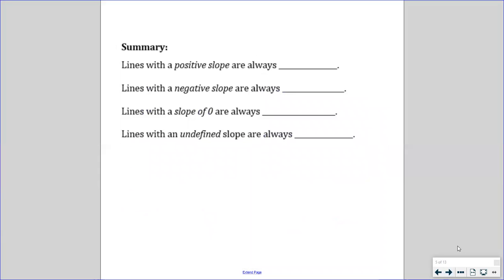Now the summary. Lines with positive slopes are always rising. That means you're going up. Lines with negative slopes are always falling, so decreasing, they're going down. Lines with a slope of 0 are always horizontal. And lines with an undefined slope are always vertical.